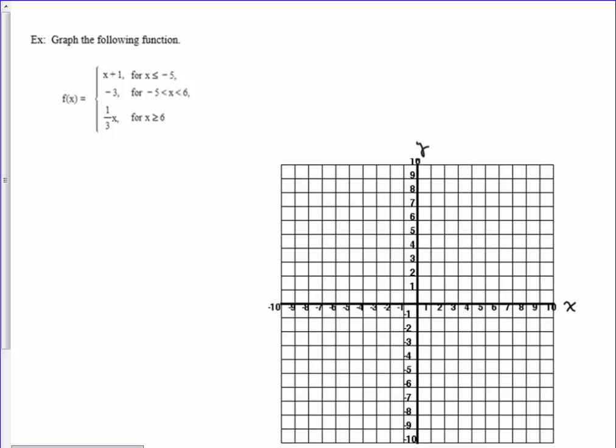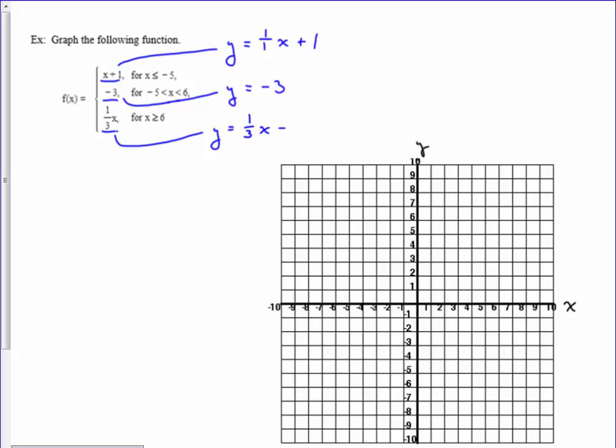For this particular example, notice that each of the three pieces in my piecewise function is linear. This one, if it was graphed by itself, could be written as y equals 1 over 1 x, the slope would be 1, and the y-intercept would be 1. This one, if it was graphed by itself, would be y equals -3, which would be a horizontal line. And then this one, if it was graphed by itself, would be y equals 1/3 x, and because it has no constant value at the end, the y-intercept would be 0.